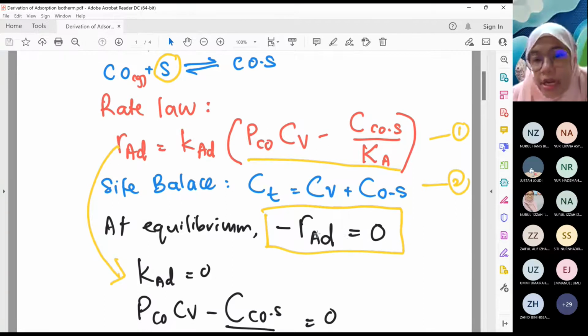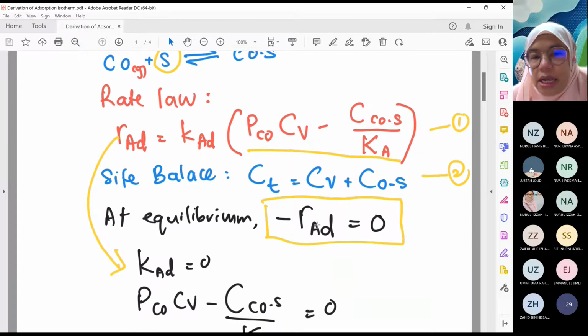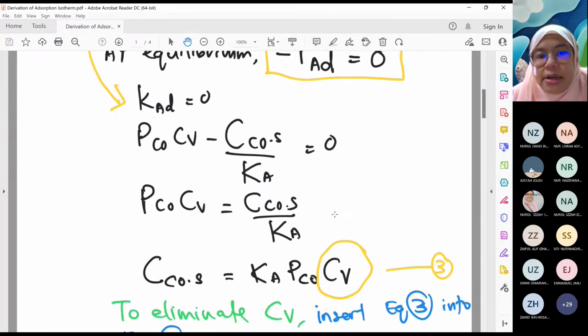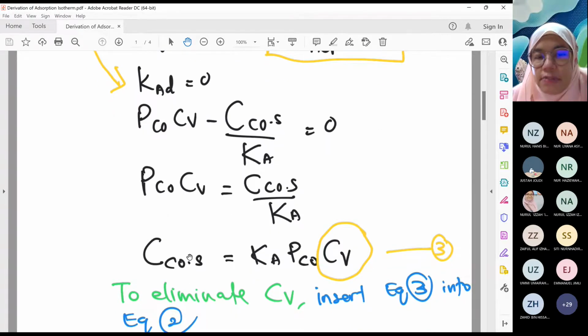At equilibrium, kalau dalam nota tadi saya tak ada pun tulis yang ni kan. Saya tambah sendiri. So, this is the details. At equilibrium, negative RAD equal to zero. So, when equation 1 equal to zero, therefore this KAD automatically equal to 0, and the term inside the bracket also equal to 0. And then rearrange for the term that adsorbs on the active site, CCO·S, you will get this equation.